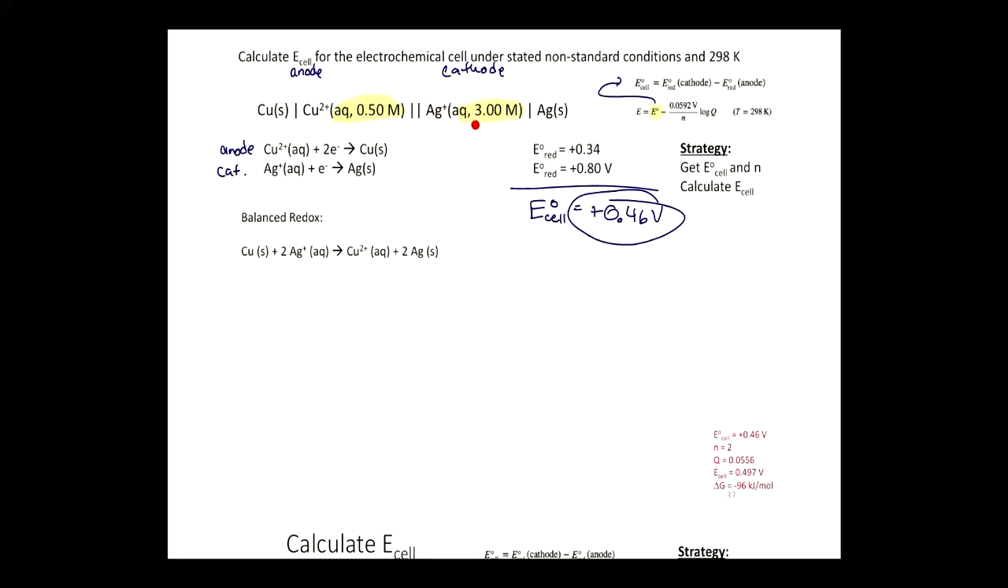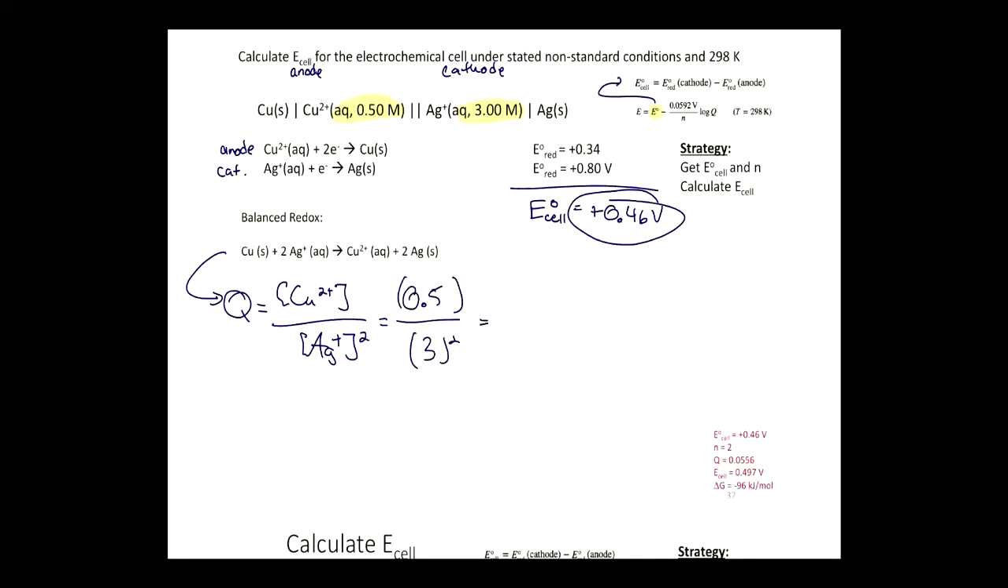We have different concentrations. So we need to then use the Nernst equation. So we need to figure out what Q is for this reaction. So here I give you the balanced redox reaction. Q equals products over reactants, copper concentration over silver concentration, but it is squared. So now let's place in those concentrations that are actually given. Copper concentration is 0.5, and then silver is 3, but it is squared. So I think Q is equal to 0.0556. I wrote it in the corner. Right? So that's Q. That's what I'm going to plug in my Nernst equation.